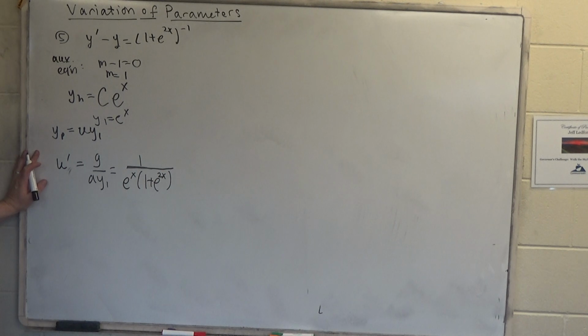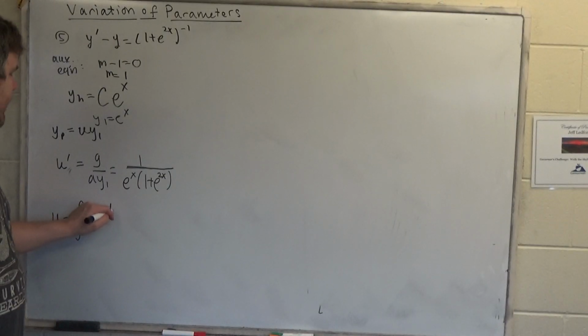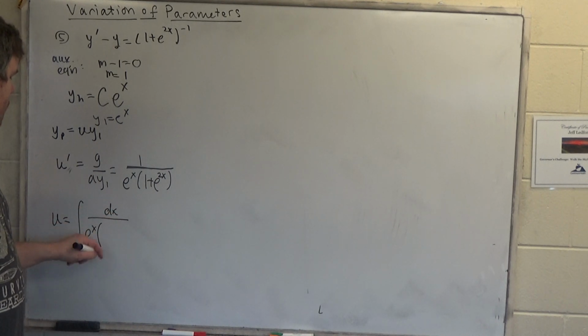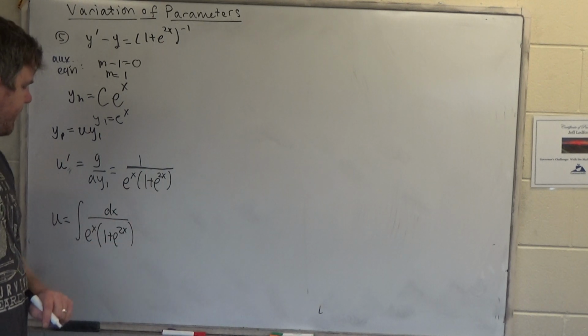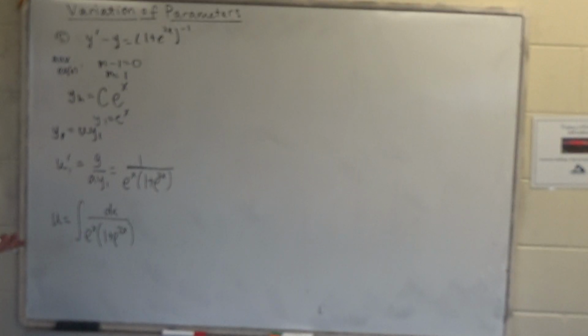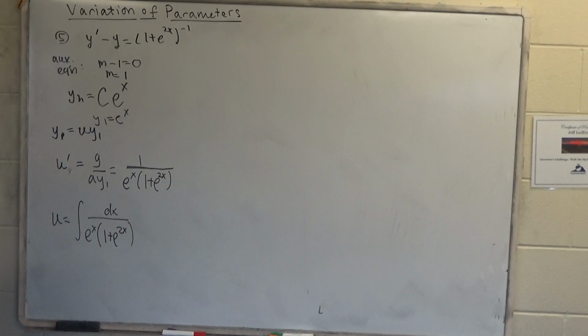And so the main difficulty in this problem is figuring out how to integrate 1 over e to the x times 1 plus e to the 2x. If you stare at this a little bit, it looks suspiciously like partial fractions. And in fact, it is partial fractions, except we need to make a change of variables in our integral first.